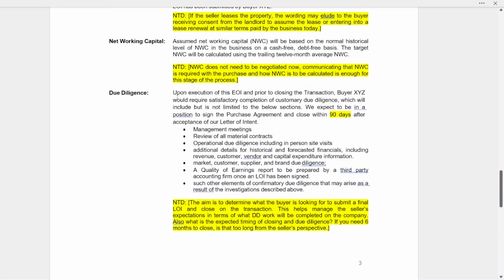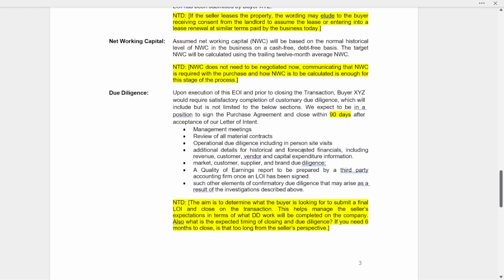Now, the next section is the due diligence. So this section really addresses what do I need as the buyer to complete between the EOI stage and the LOI stage to give you a formal offer to close this transaction. And so they're listing out management meetings, reviewing material contracts, doing operational due diligence, touring the site and seeing the facility, understanding health and safety and all those kind of things.